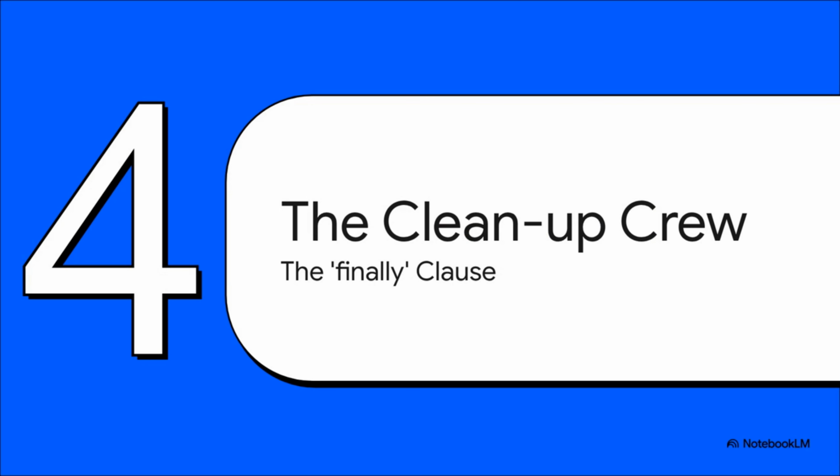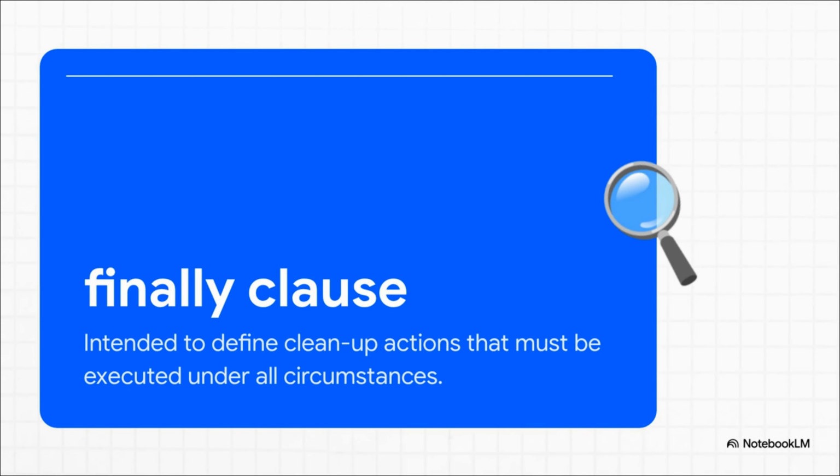Now, sometimes you have actions that absolutely must happen, no matter what. Success, failure, it doesn't matter. For that, Python gives us the ultimate cleanup crew, the finally clause. The whole purpose of finally is non-negotiable cleanup. Think about things like closing a file or releasing a network connection. You want that to happen whether your operation worked perfectly or if it blew up with an error. The finally block is your guarantee.